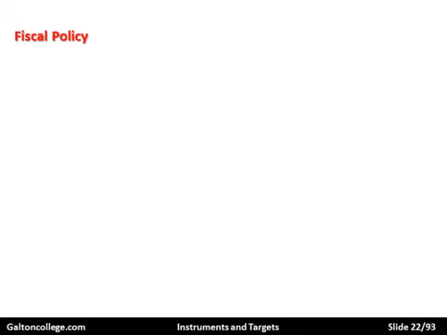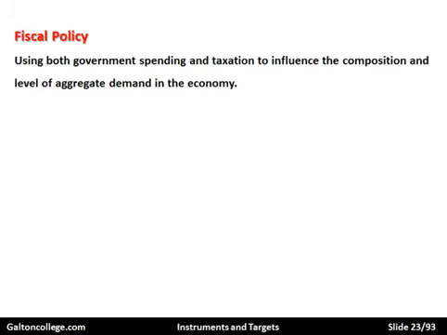Let's talk about fiscal policy for a moment. Using both government spending and taxation to influence the composition and level of aggregate demand in the economy. Well, that's the nature of fiscal policy. That's what fiscal policy is. It's using government expenditure and taxation to try and influence the level of demand. Why should they want to influence the level of demand?